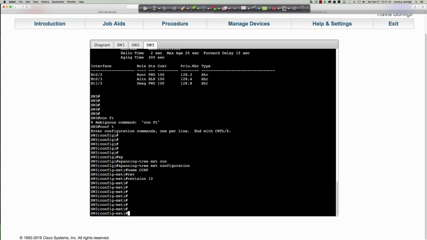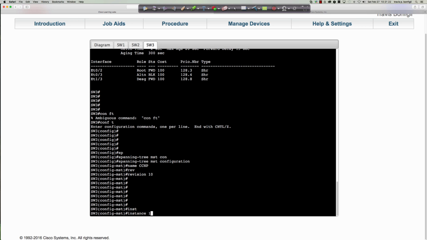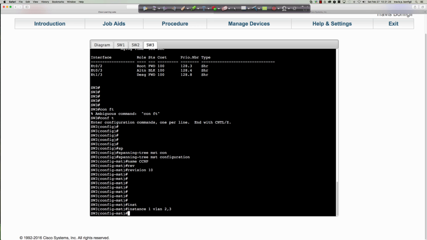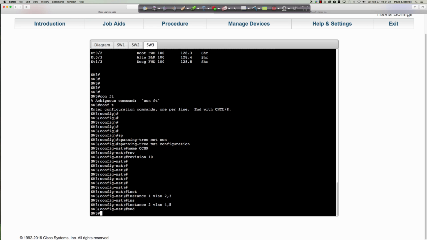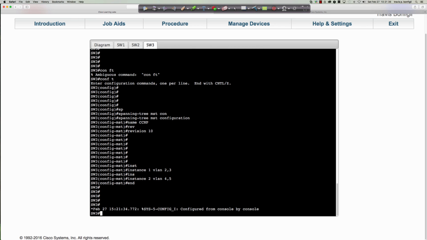And remember, we have not turned on multiple spanning tree yet. We're just setting the foundation, right? We're laying the foundation here so that when we do turn it on, it works as we expect. VLAN 4 and 5 and end. All right. So right now, we've got all 3 switches properly configured.